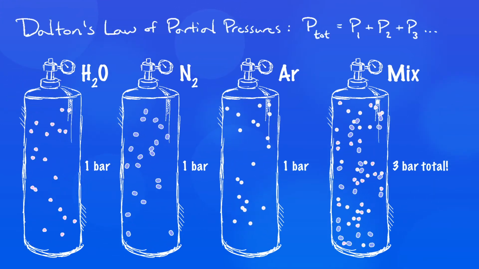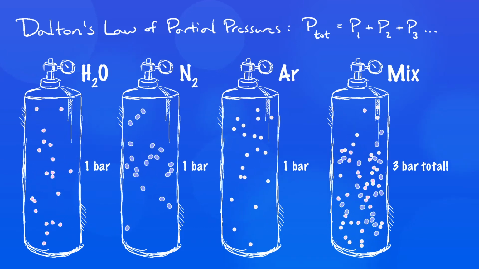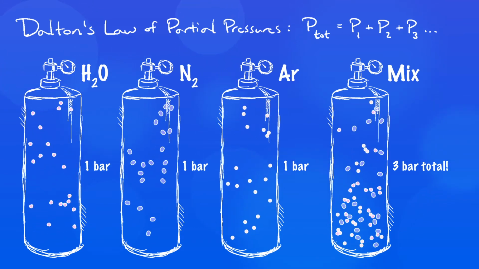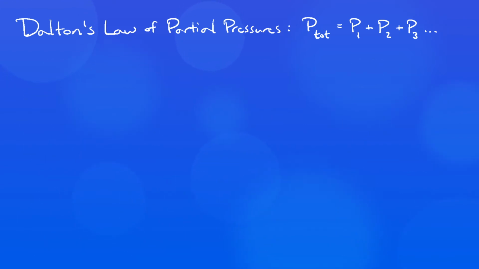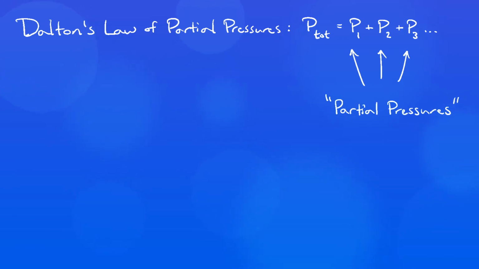The total pressure of a mixture of ideal gases is equal to a simple linear combination of the pressures that each gas would have on its own. When they're all part of a mixture, those individual contributions from different gases are called partial pressures, hence the name of the principle. We can go just a bit further with this idea.